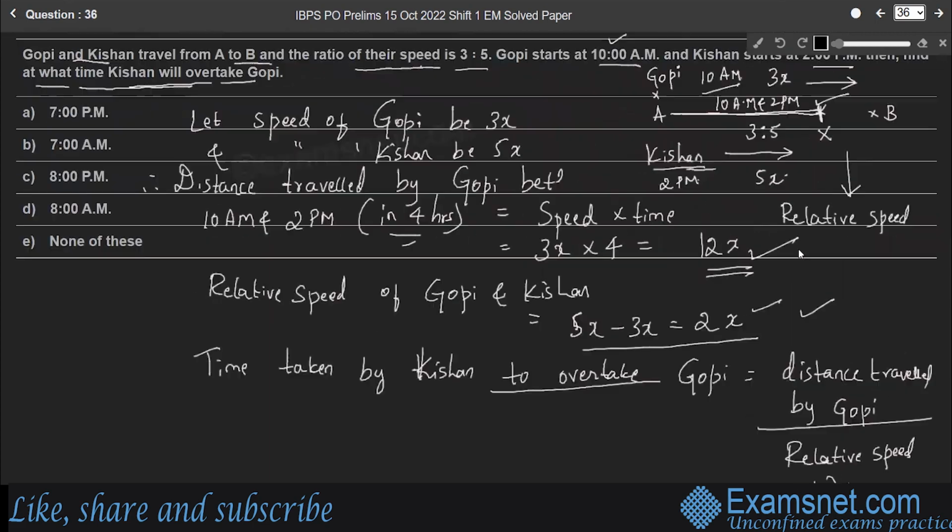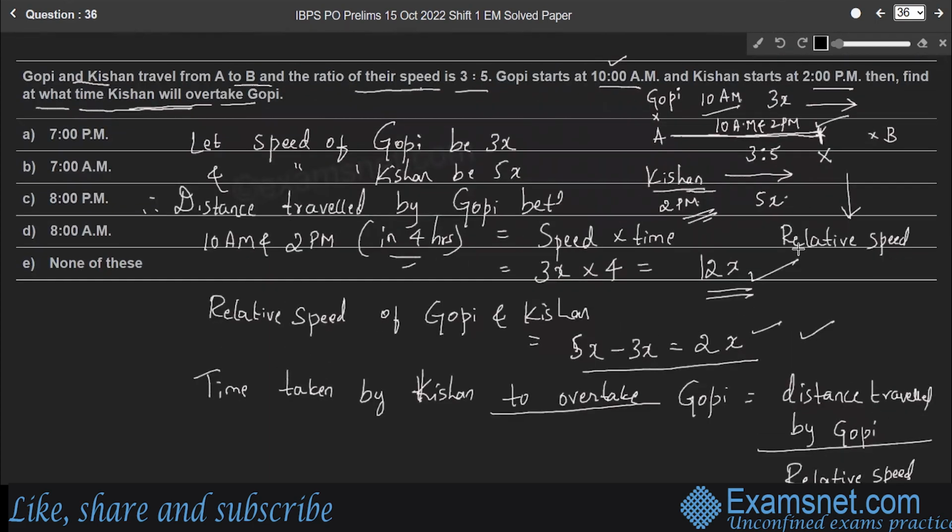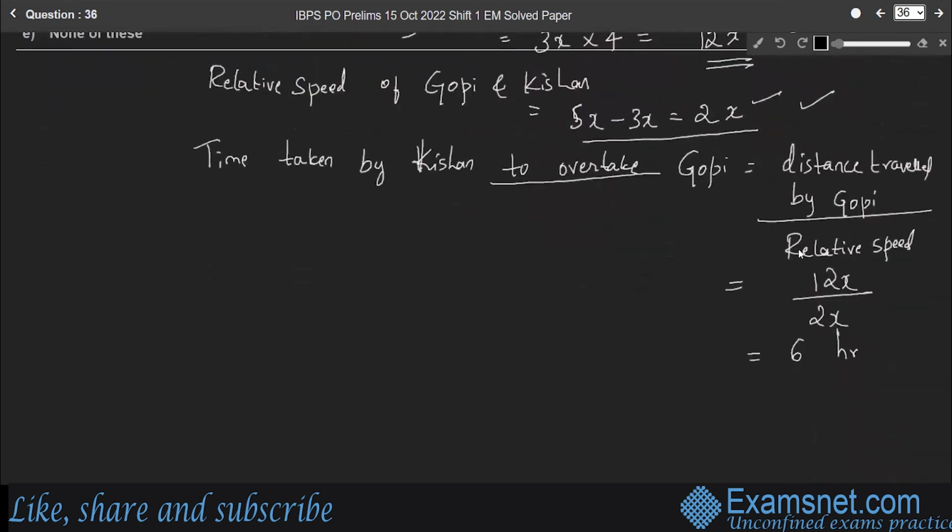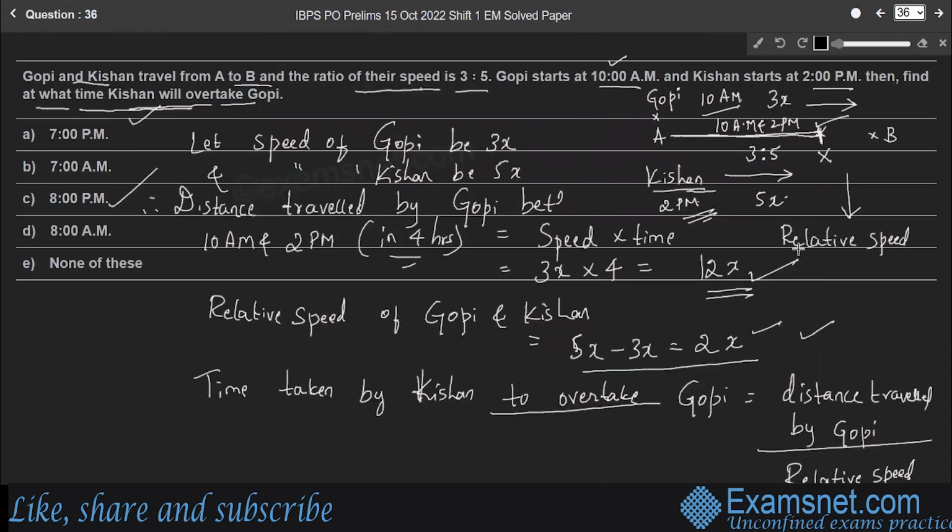So here Kishan starts at 2 p.m. Right? Here the question is, at what time will Kishan overtake Gopi? Here the answer is, Kishan overtakes Gopi at, he starts at 2 p.m. plus 6 hours, so at 8 p.m. he overtakes Gopi. Therefore, the answer is option C. 8 p.m. is the right answer.